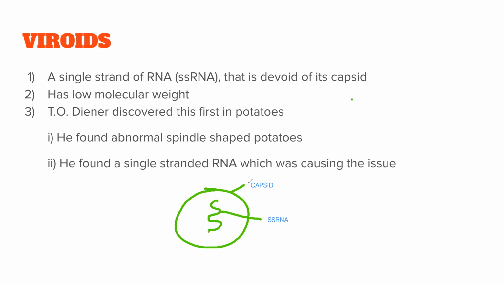So after all of this happens, what happens to the viroid is that this capsid goes away. It's only single-stranded RNA. So you have one piece of single-stranded RNA fallen down. It has very low molecular weight. This is one feature. We can call this a feature or a property.